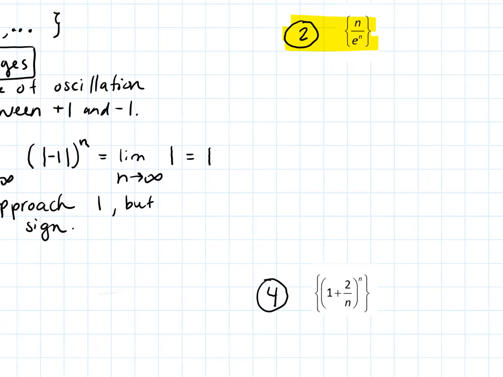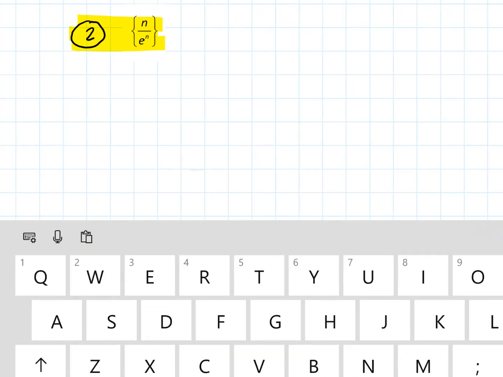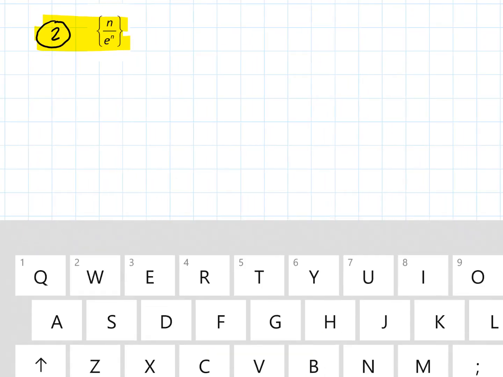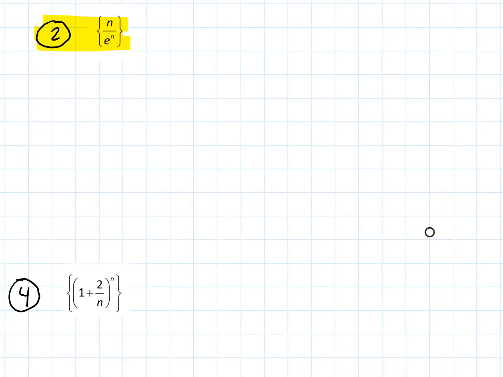Okay, let's look at another example. So let's take this guy here. If we were to take the sequence of terms n over e to the n, and think about that. So let's take the limit as n approaches infinity of n over e to the n. Well, this of course is that infinity over infinity again.